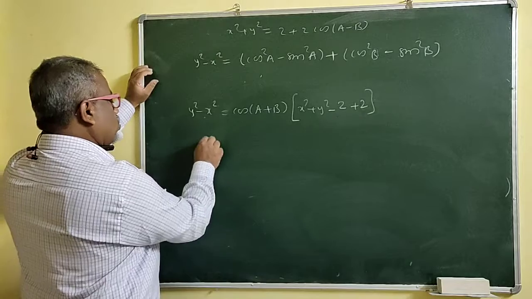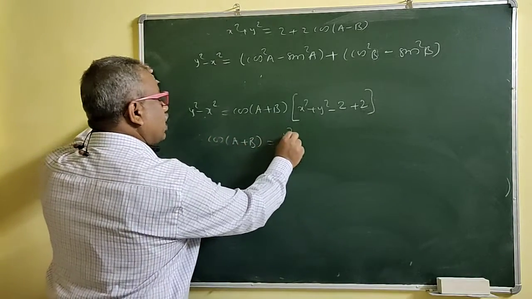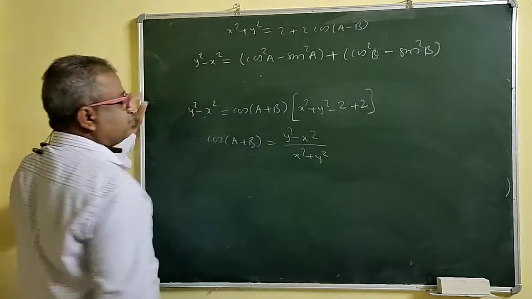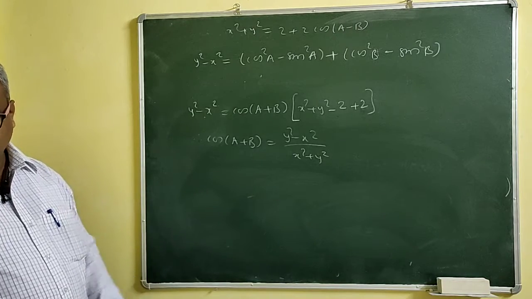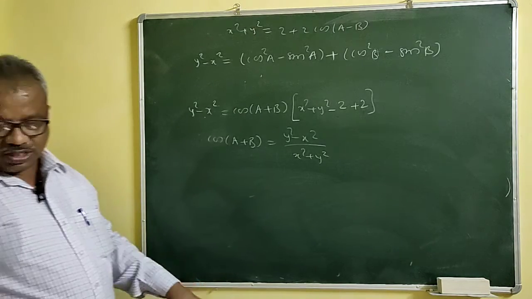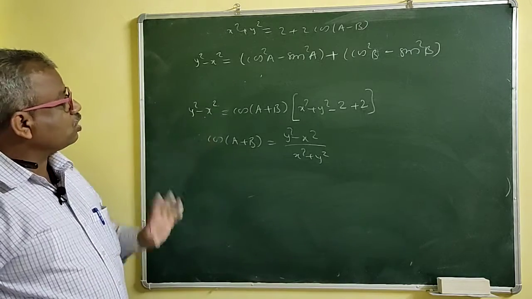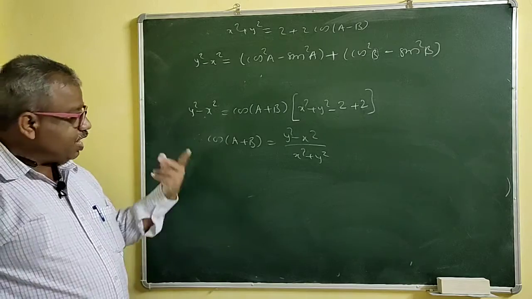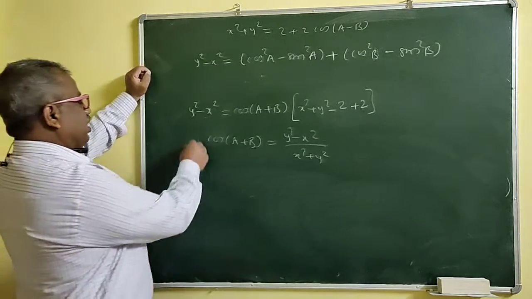Therefore cos of (A plus B) is equal to y square minus x square upon x square plus y square. Here we have used two formulas which we have not derived, so we are assuming that we know those formulas. Now we get this cos of (A plus B), and now we can find out sin (A plus B).